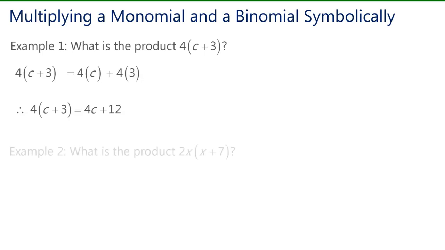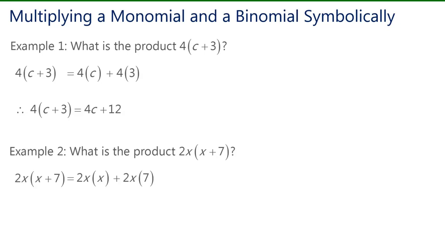Here's a second example. You may hit pause and try this one yourself. What is the product of 2x outside of x plus 7? Using the distributive property again, we distribute the 2x to the x to get 2x times x, and the 2x times the 7 to get 2x times 7. Our final answer is 2x outside of x plus 7 is 2x squared plus 14x.